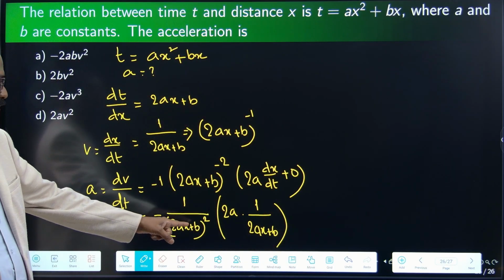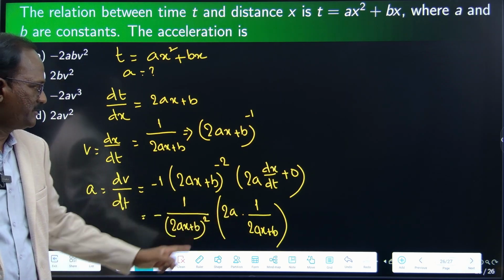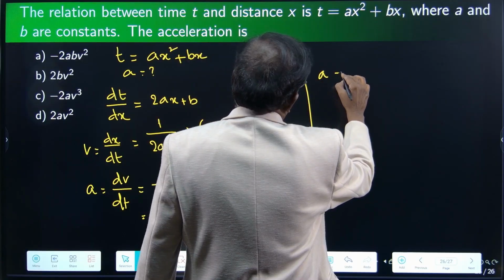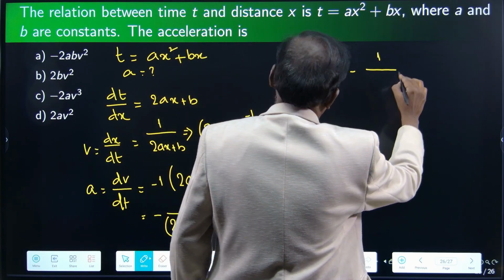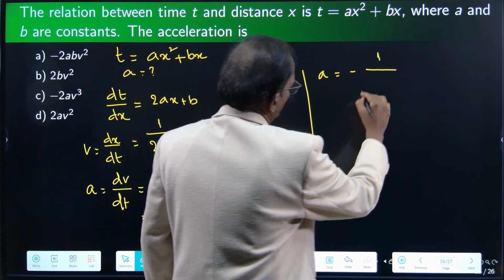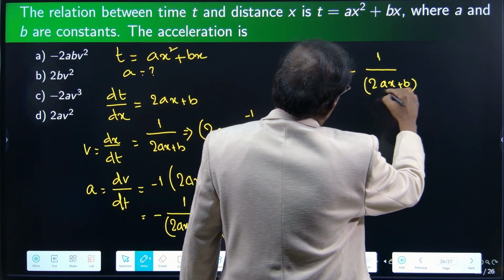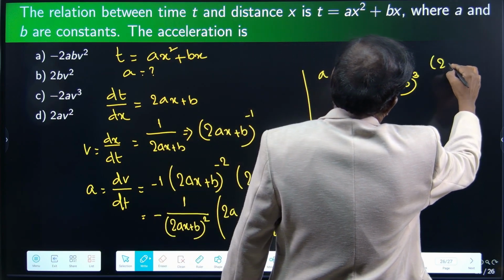This is (2ax + b)², and this is (2ax + b). So I am multiplying these two. So a is equal to minus 1 divided by (2ax + b)². This is also (2ax + b), so (2ax + b)³. Then another 2a is available, 2a.